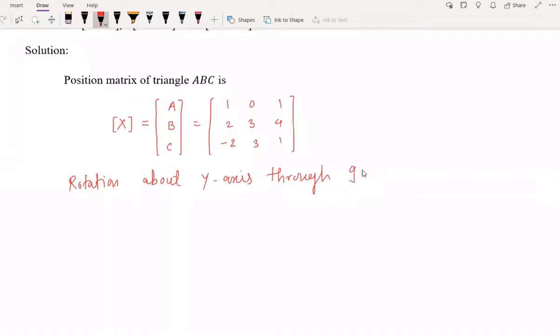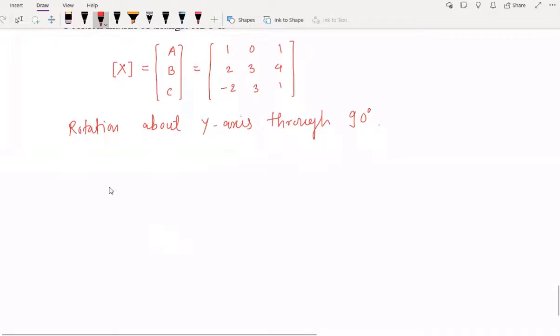Through 90 degrees. Now it is plus 90 degrees given, so that's why we have to consider it a positive rotation. Now how to write the rotation matrix about the y-axis? So T is equal to, now it is a 3 by 3 matrix. Rotation is a 3 by 3 matrix. So here the first column for x, then second column for y, third column for z. Similarly for the first row, second row, and third row, we print the x, y, z coordinates.